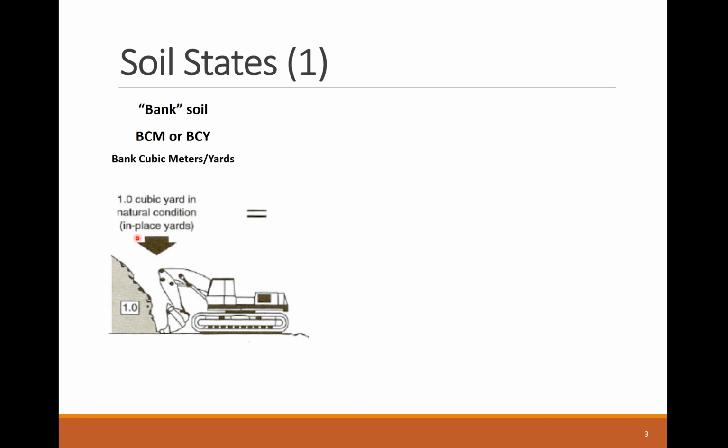Before the soil is excavated, we can measure its volume in its natural condition using topographical plans and survey. In its natural condition, the soil is said to be in the bank state, and its volumetric measuring unit is differentiated by giving it a first name, bank. Like bank cubic meter BCM or bank cubic yard BCY. As you can see here, the soil is about to be excavated by a front hoe.